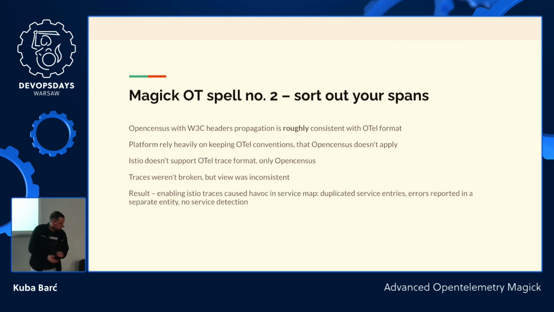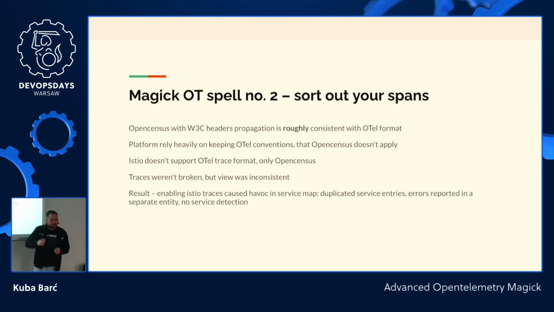Cool. So magic OpenTelemetry spell number 2, and this is sorting out the spans. What I really wanted is to start ingesting Istio spans, because it would give me a lot of visibility, especially into services that haven't instrumented their code with APM, with spans yet. The problem is that, as far as I remember, at least a year ago, Istio didn't support OpenTelemetry directly. It did support OpenCensus, but not OpenTelemetry.